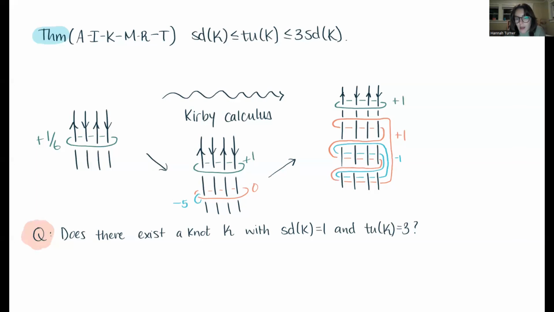And again, we don't know if this is the best possible bound that we can get. We've only shown that there exists a knot with surgery description number 1 and untwisting number 2. So our natural question is, is there one with untwisting number 3?